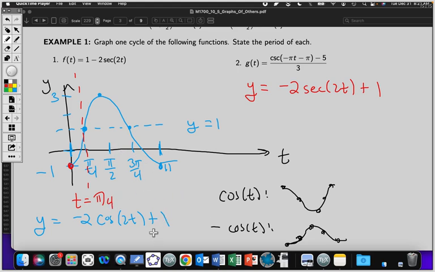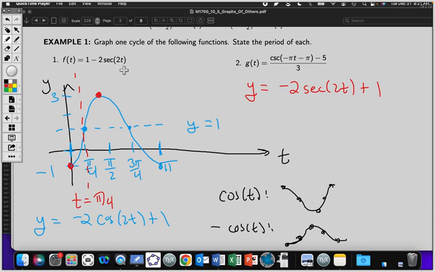Moving along to pi over 2, the cosine of 2 times pi over 2, which gets me pi. The cosine of pi is negative 1, and guess what? The reciprocal is also negative 1. So the same arithmetic I get here, negative 2 times negative 1 plus 1, is the same arithmetic I get here. And so that's going to give me a positive 3 as well.